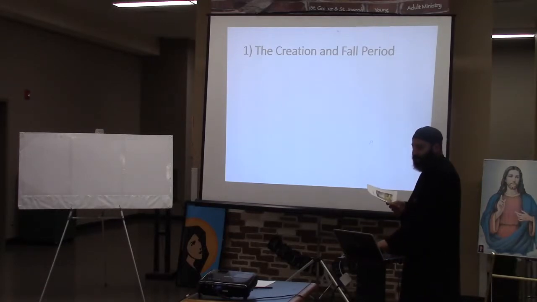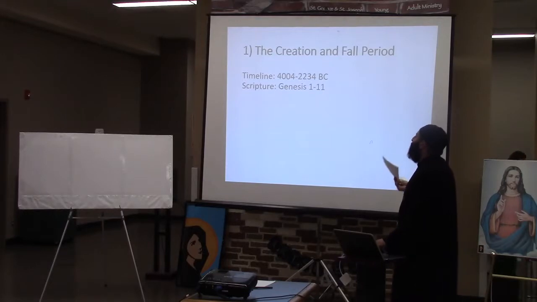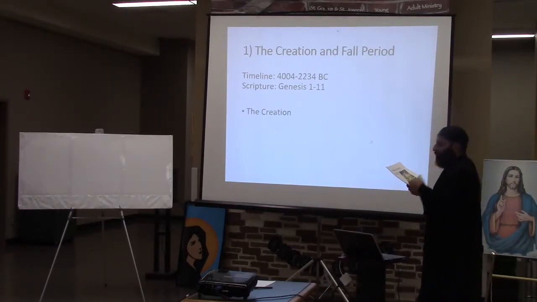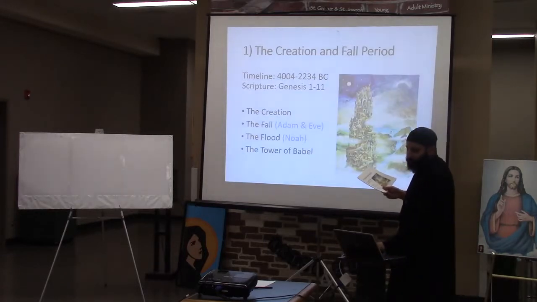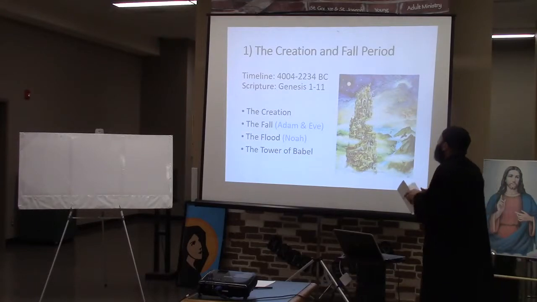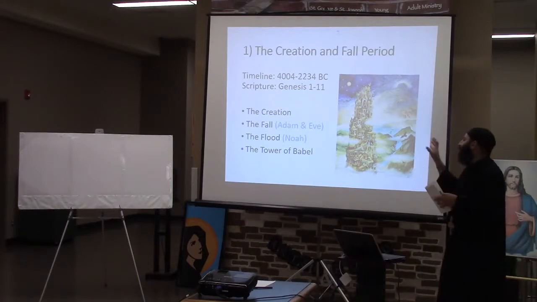Okay, so the first thing it's always going to say is timeline. These are approximate dates, more or less. Genesis 1 to 11, the first 11 chapters of the Bible, speak about the creation, where God creates everything in 6 days, and on the 7th day He rests, and He teaches us the concept of the Sabbath from the very beginning.